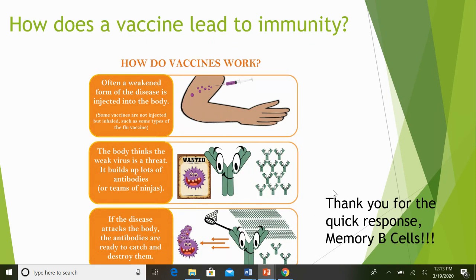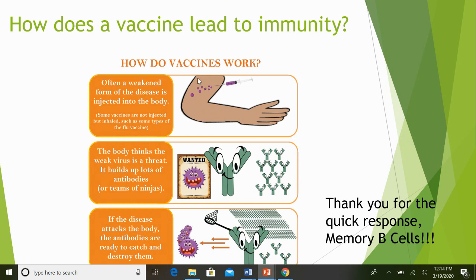So here's another slide about vaccines. What a vaccine is, and vaccines are given way before you ever get exposed. It's a weakened form of the disease, so it has to have those antigens on it. And with that, this actually forces your body to go through that primary immune response.